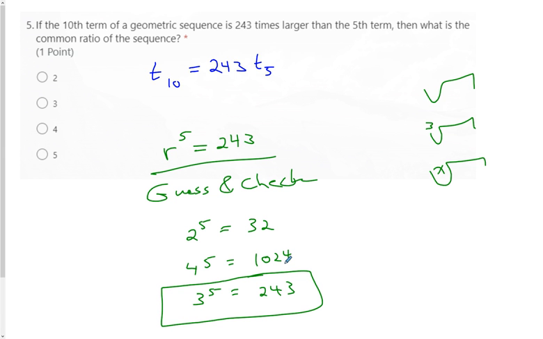So if my common ratio is 3, I multiply by 3 5 times to go from my 5th term to my 10th term. And that's why it's 243 times bigger, because I multiply it by 3 5 times. So what's our common ratio? It's 3. All right. That was a good tricksy one.